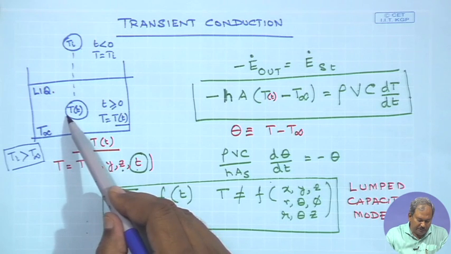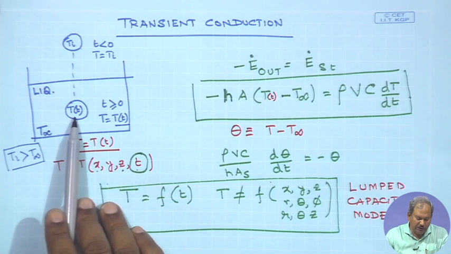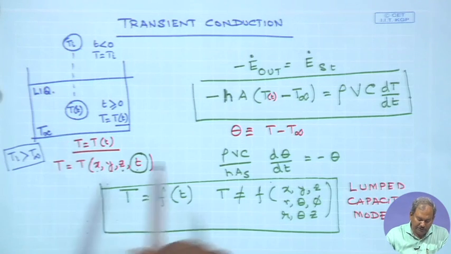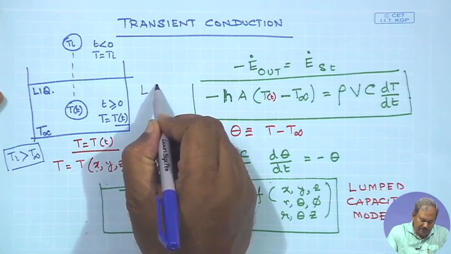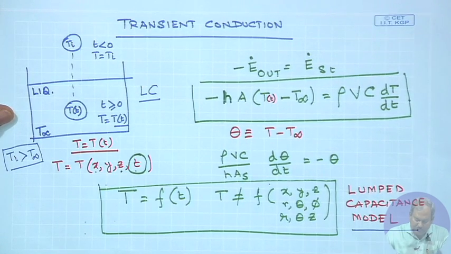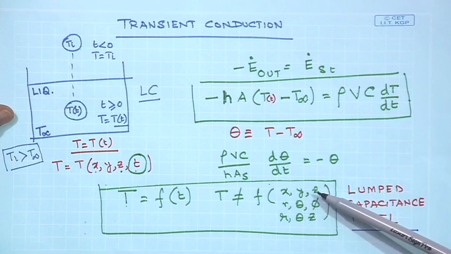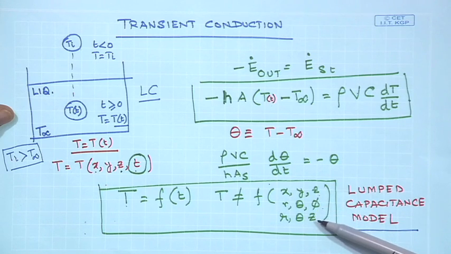So, the temperature inside the solid is going to be a function only of time if we assume that lumped capacitance model is valid. So, if the lumped capacitance model is valid, then the temperature is a function of time, but it is not a function of the space coordinates, for example, x, y, z, r theta phi or r theta and z, depending on the coordinate system that we are using.